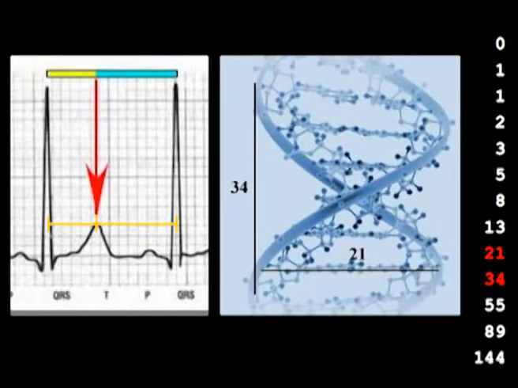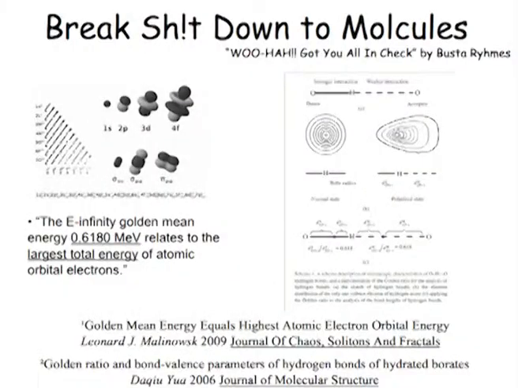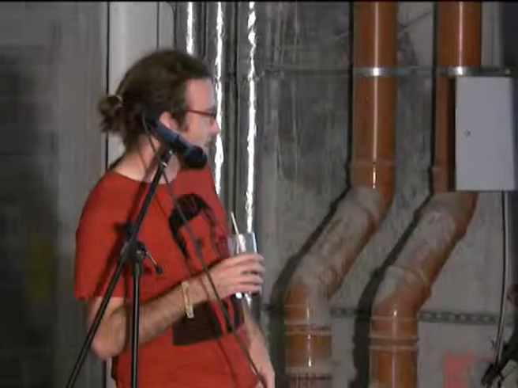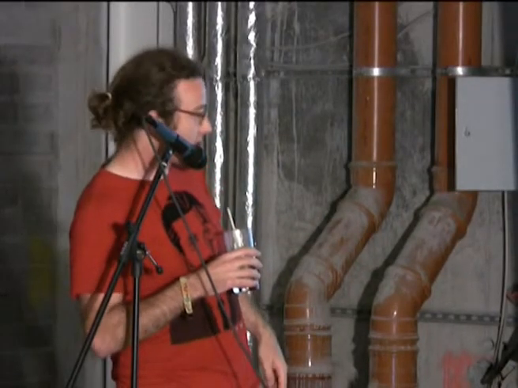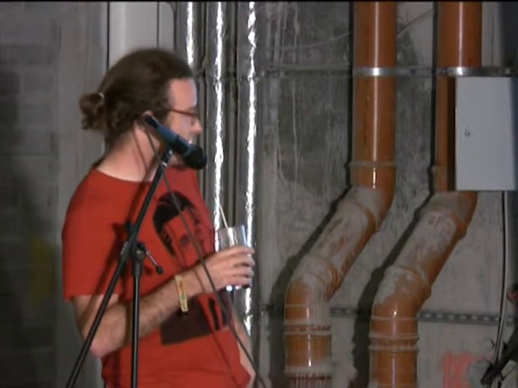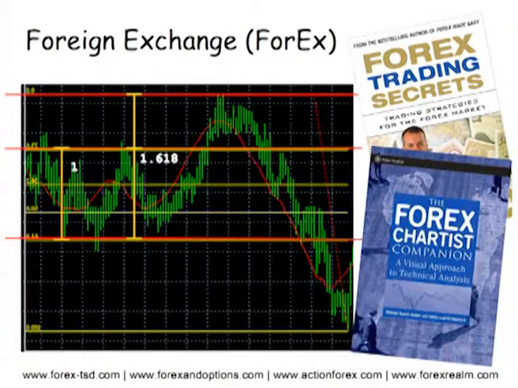But also in our heart rhythms, if you take the 2 points between the systoles and you take the diastole, it's a 1.618 ratio in the middle. And also your DNA is 21 across and 34 high. Now, this is where you break it down to molecules, as Buster likes to say. Eventually, the golden mean energy is 0.618 megavolts, which relates to the largest total energy of atomic orbital electrons. If anyone knows what that means, please come up to me afterwards. I have a clue, but it's really cool.